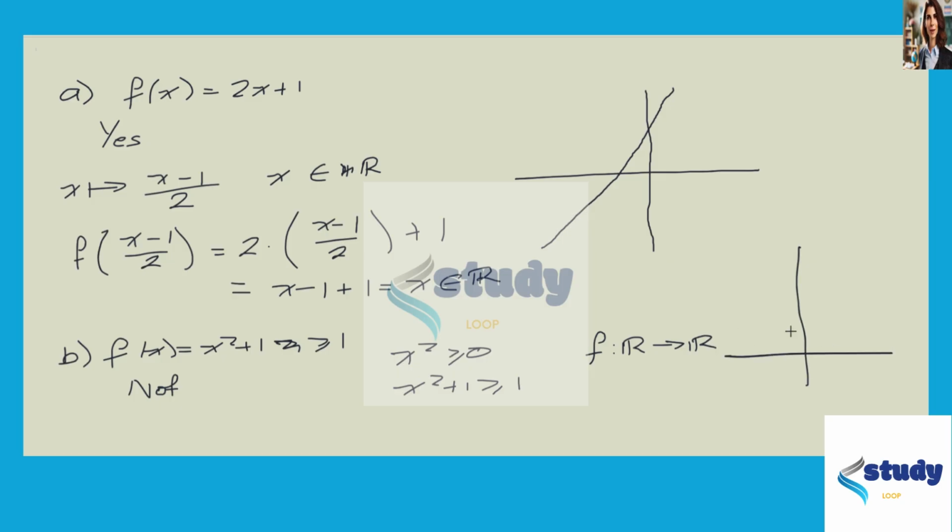So if we just draw the graph out for this question, we only have the range for y greater than or equal to 1, sorry, but we don't have anything that goes below it. So therefore, this is not a bijection.